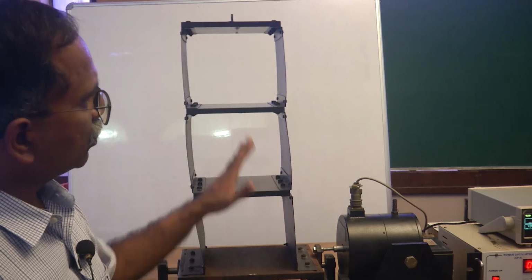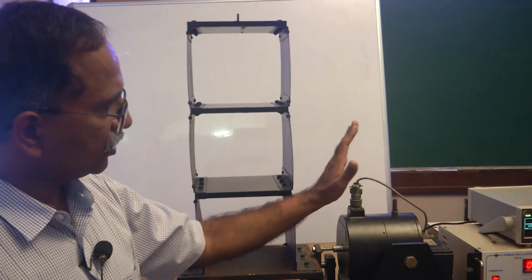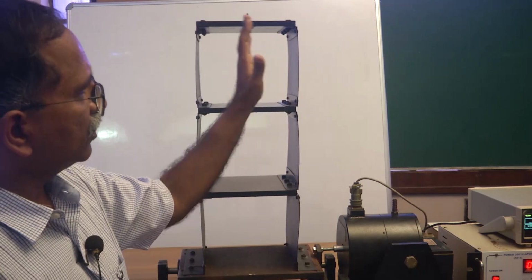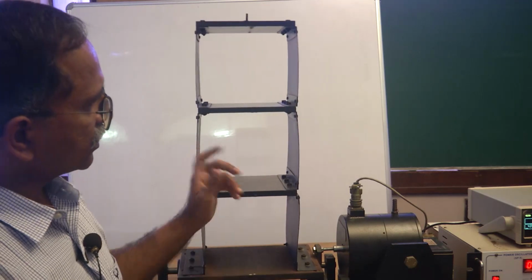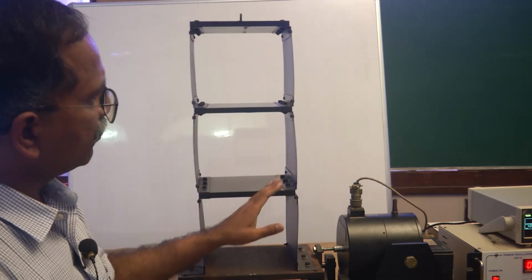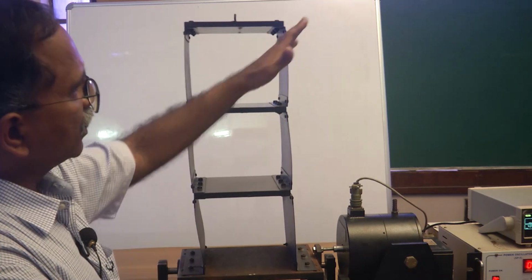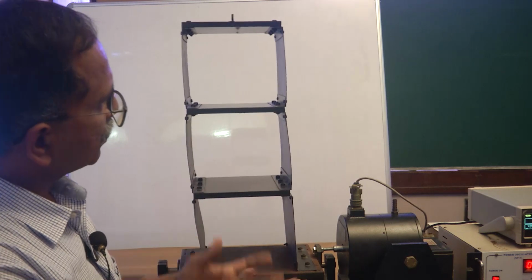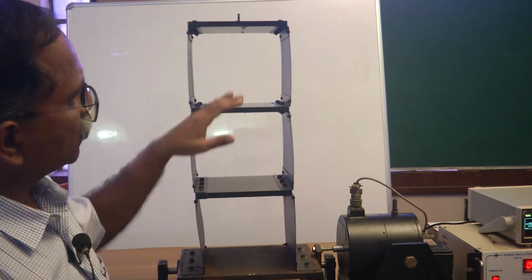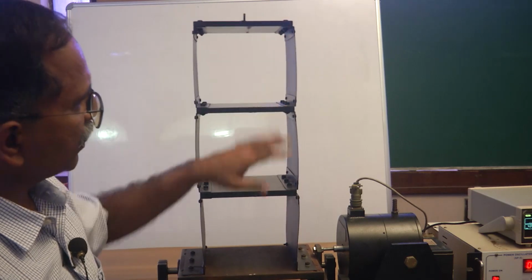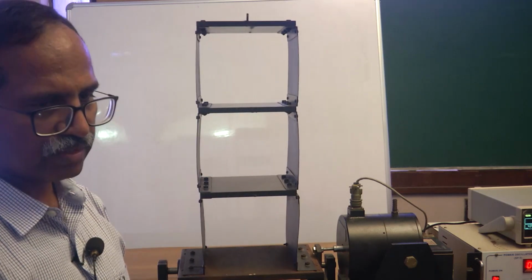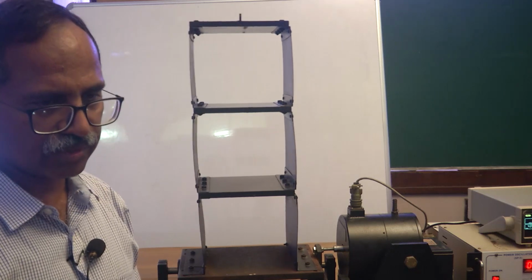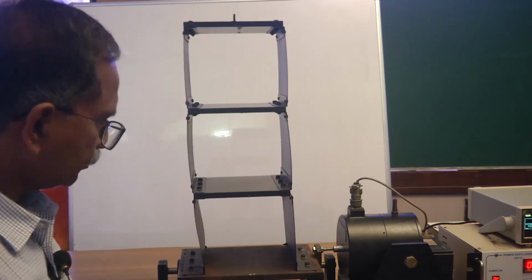So in the first mode all the plates moved in sync in only one direction, that means they were moving in phase. In the second mode, this plate and this plate were moving out of phase, and there was a node location somewhere close to this plate. In the third mode, we observed two node positions, one between this and this plate and the other between this and this plate. So this is how the mode shapes are observed in this particular building vibration experiment.